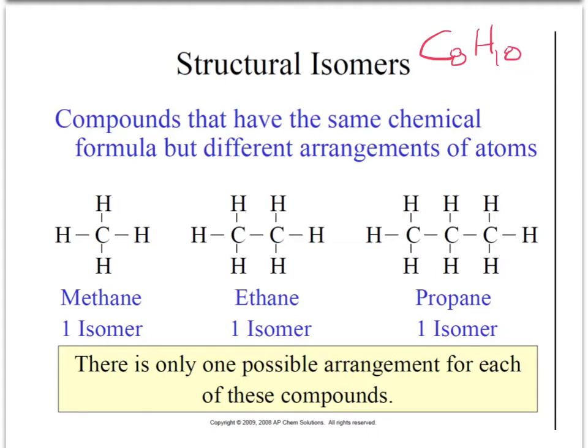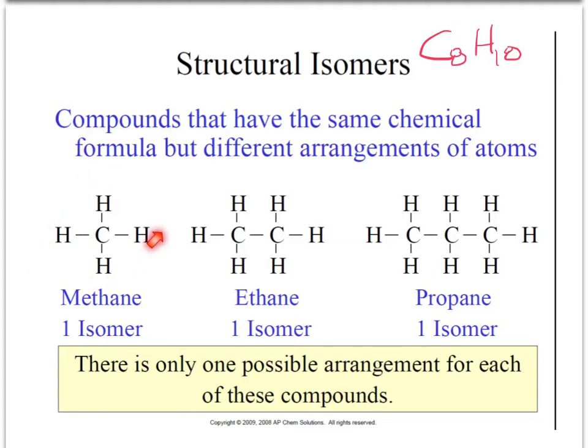Okay, you can do it in a long chain, you can do it with different branches. There's several ways you can draw something with 8 carbons and 18 hydrogens, just in different formats. And those different formats would be called isomers. Simpler hydrocarbons like methane, ethane, and propane only have one possible isomer.